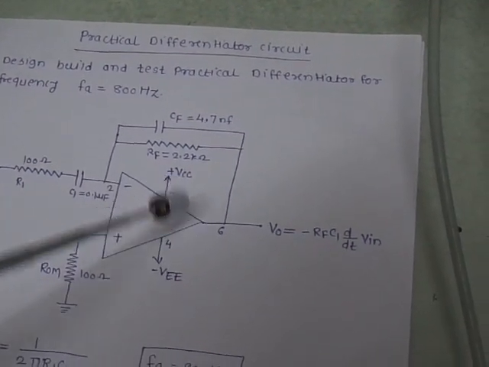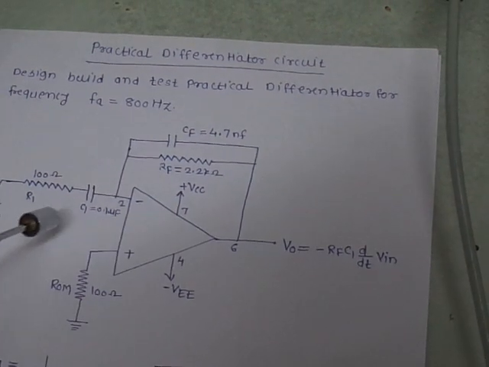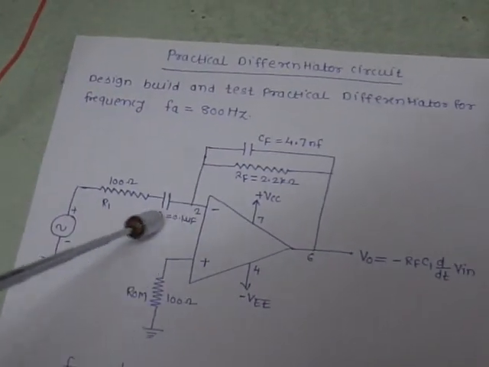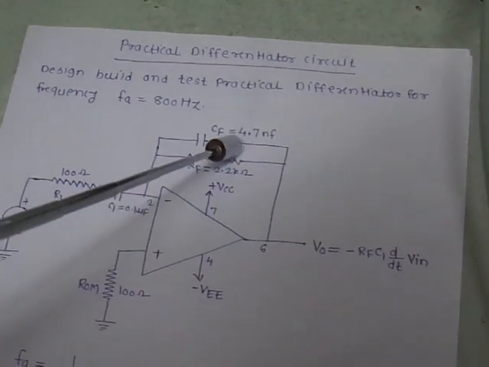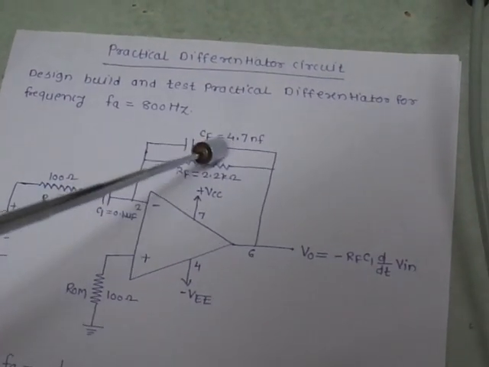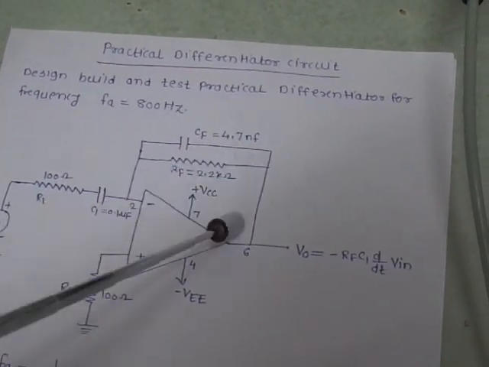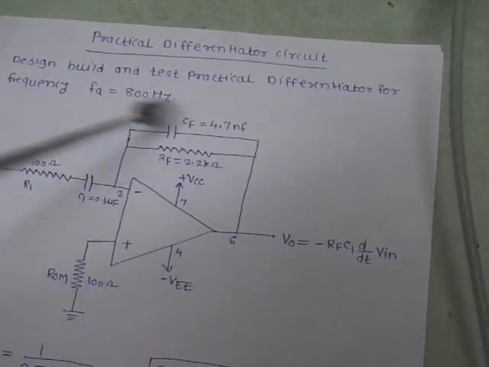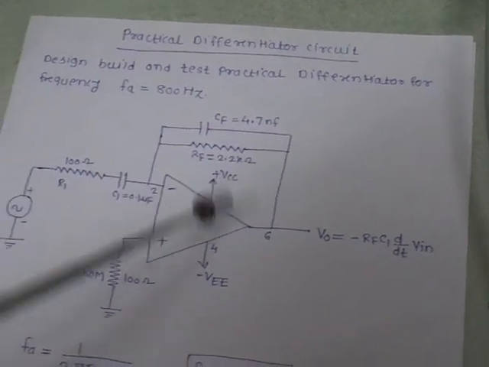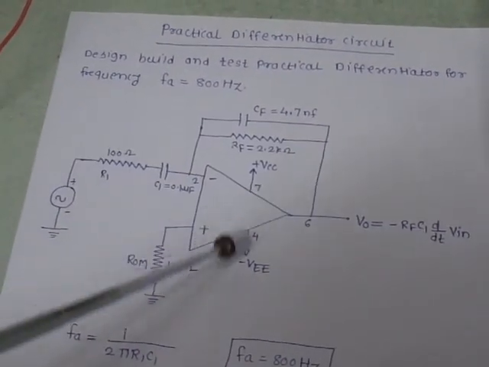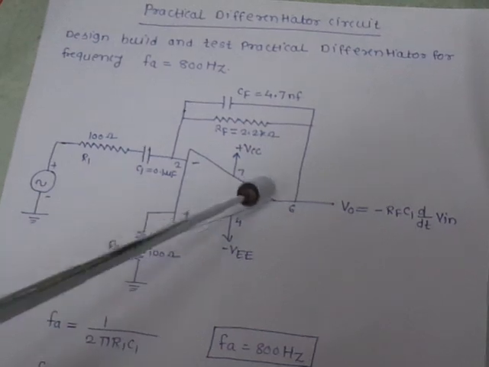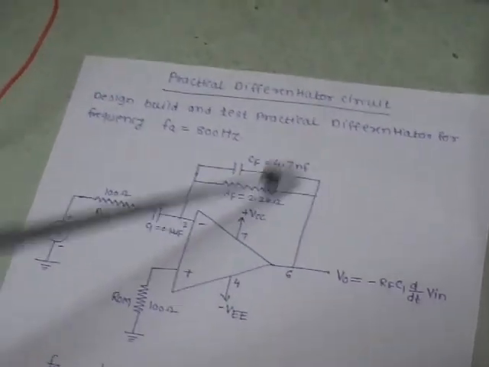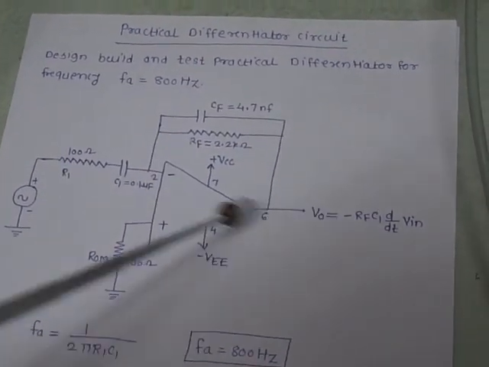We have designed a practical differentiator circuit in which we are connecting a resistive element in series with a capacitor, and in this circuit we have connected one capacitive element in parallel with the resistive element. Here we have connected an offset minimizing resistor in the circuit, and that's why this is a practical differentiator circuit. The problem with the ideal differentiator circuit, that is high frequency noise, can be eliminated by using this capacitive element connected in the feedback path.